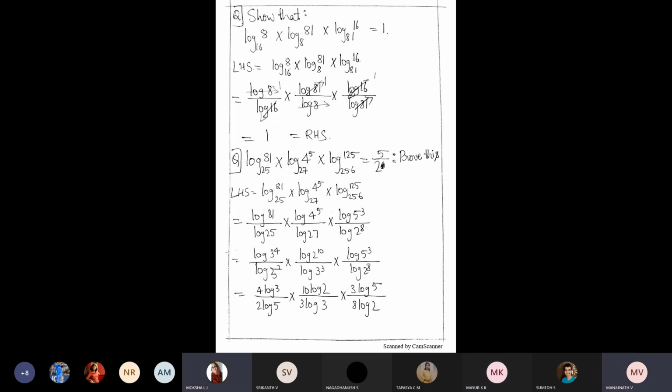Sir, in the first unit, how many marks will be allotted for the exam, sir? Totally, logarithms and indices both will be maybe some 20 to 25 marks.